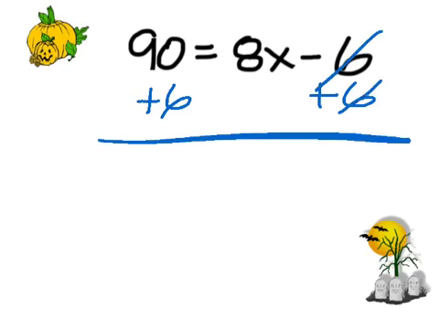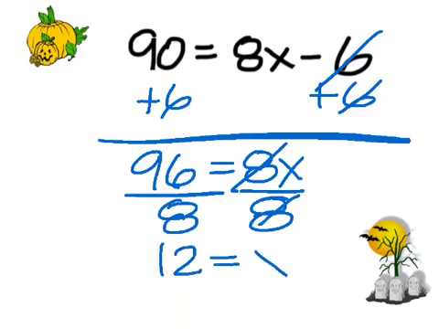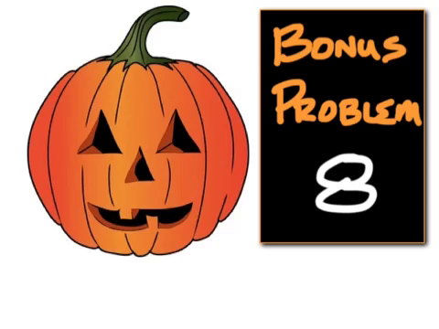Practice problem number 8. Add 6 to both sides. 96 equals 8x. Divide both sides by 8. Answer is 12 equals x.